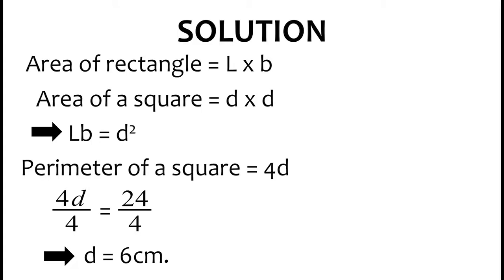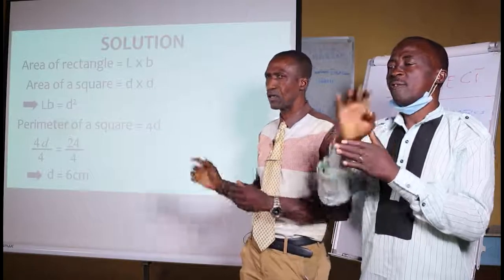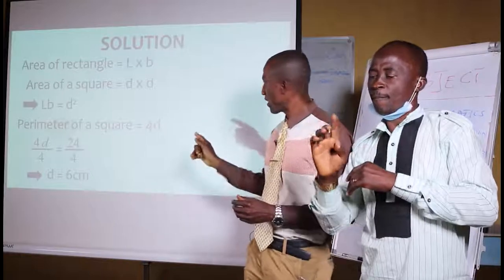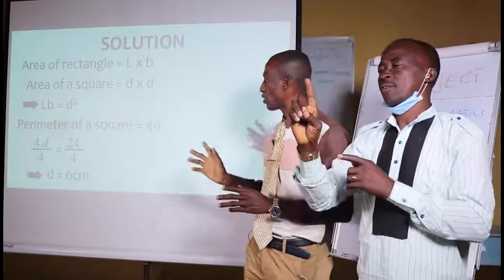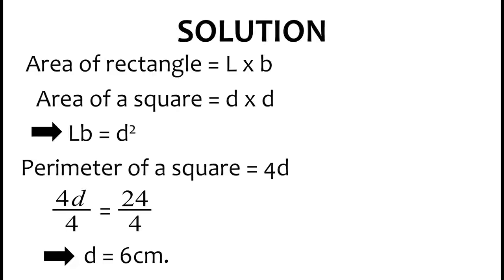To get our d, we have to divide both sides by its coefficient, or you can otherwise call it its multiplier, which is 4. So that is 4d over 4 equals 24 over 4. You can see 4 in the numerator divided by 4 in the denominator, you'll be left with 1. So the left-hand side becomes 1 times d, and you'll be left with d.